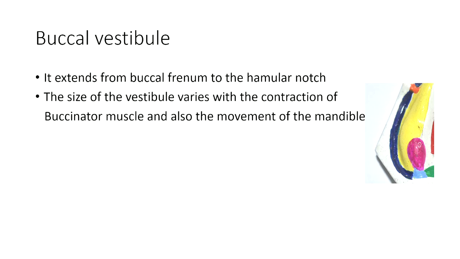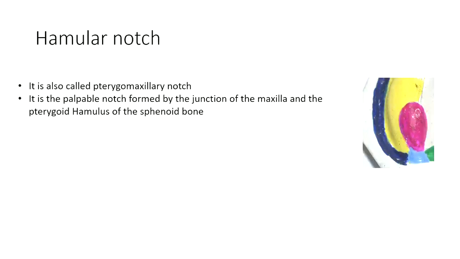All the soft tissue is movable to variable degrees, and when we come to the buccal vestibule, its size is determined by the movement of the mandible as well as your buccinator muscle. Then comes your hamular notch. It is also called the pterygomaxillary notch, and it is the palpable notch formed by the junction of the maxilla and the pterygoid hamulus of the sphenoid bone.